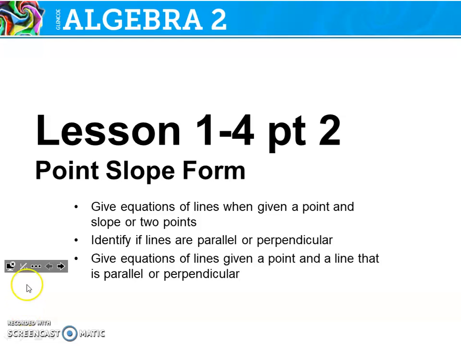Okay, today in lesson 1-4 part 2, we are going to be talking about point slope form. For your point slope form, we're going to be talking about what you can do to find the equation of a line if they give you a point and a slope, or if they just give you 2 points. Obviously, if they give you that stuff, you could graph that line, but we're talking about how we algebraically figure out what that line is for y equals mx plus b.